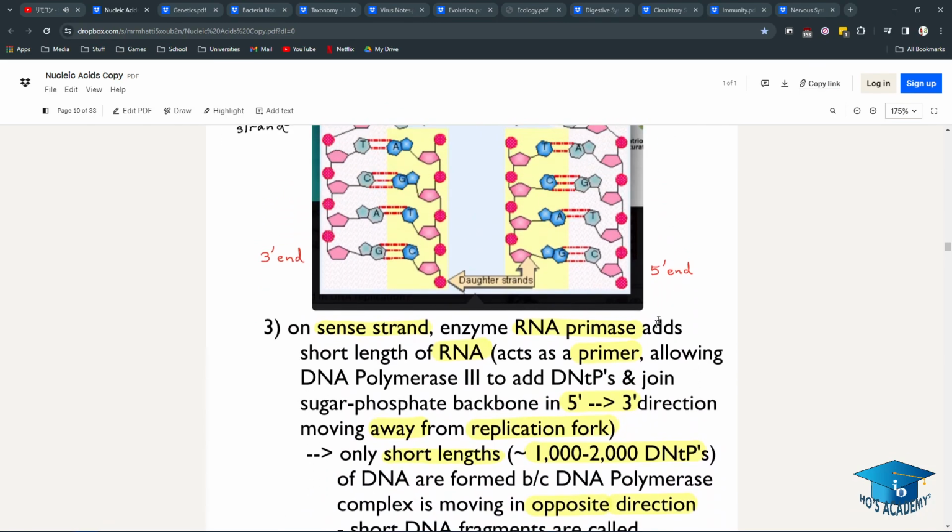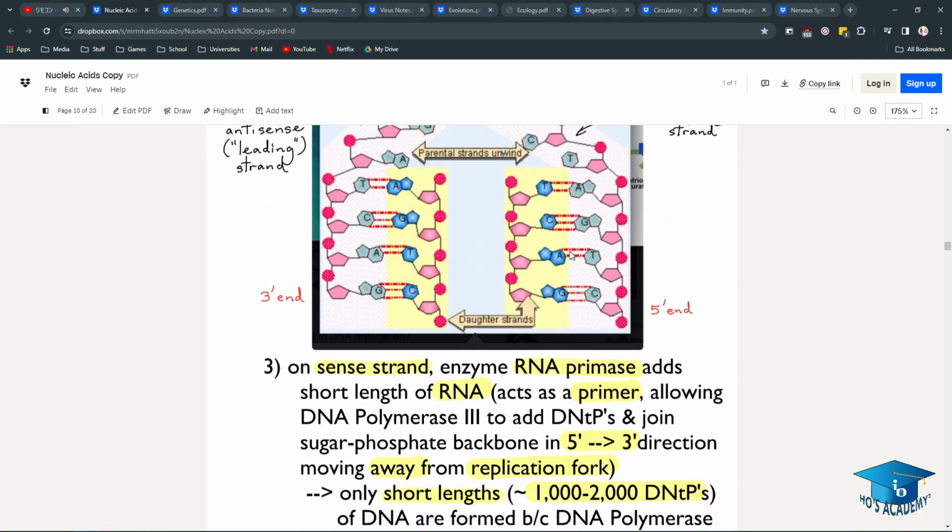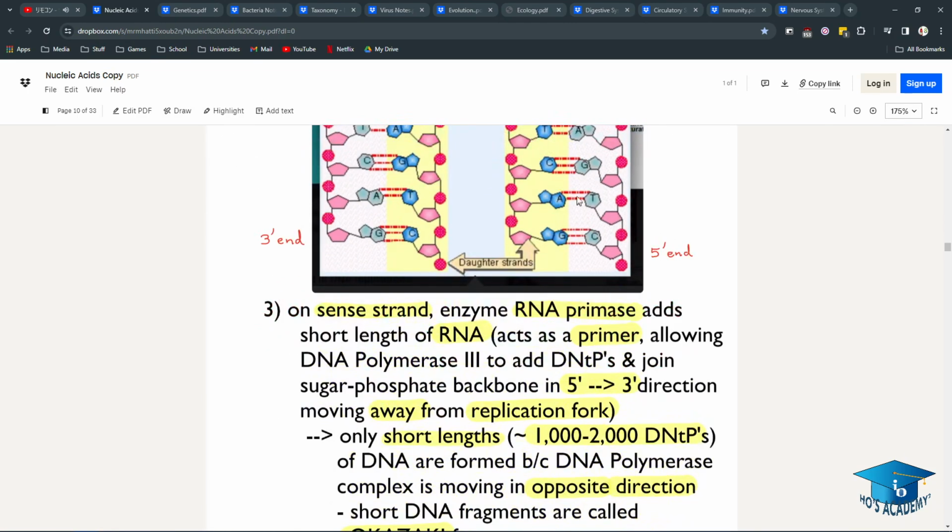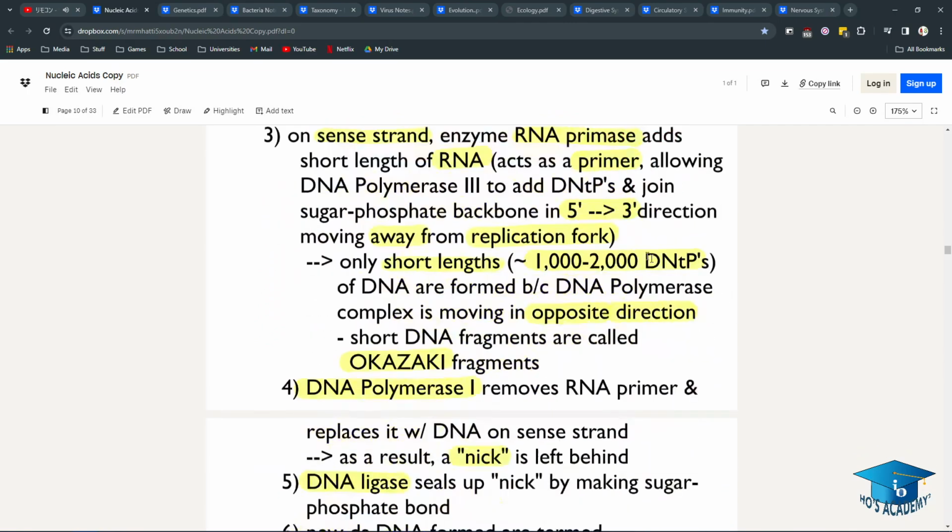That's basically what's happening. They're setting a little anchor and then going back down a little, and then alongside the replication fork, set a little anchor and then move back a little. Because DNA can only be replicated in this 5' to 3' direction. Really important. So only short lengths, around 1,000 to 2,000 dNTPs at a time, are formed due to these opposite direction movements. So the short DNA fragments are known as Okazaki fragments.